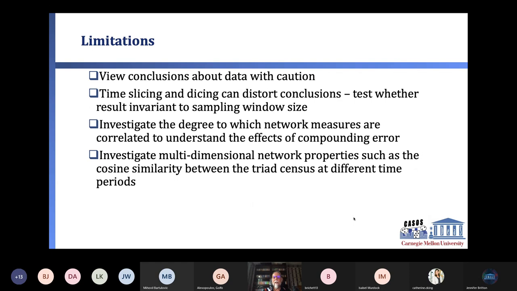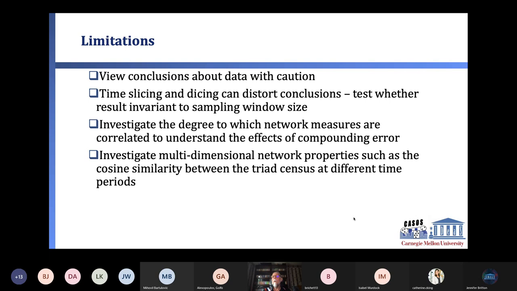And finally, just as a last concluding caution, time slicing and dicing can create artifacts. One thing I strongly encourage you to do is take the same data with timestamp data and change the window sampling size and check whether or not your resulting conclusions change. If you can change the sampling size up or down by a factor of two and your conclusions stay the same about whether there's a change or not, that's a good thing. That gives you strong confidence that it's not just an artifact of exactly how the sampling worked.